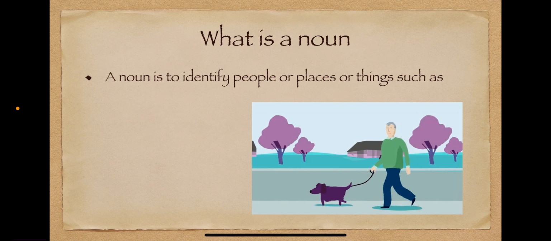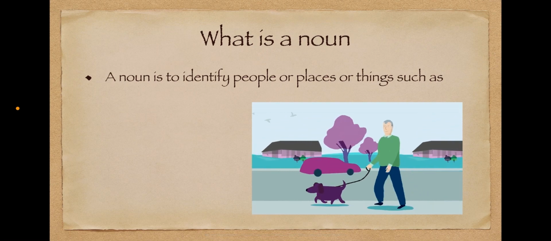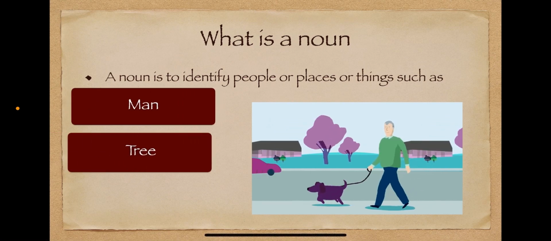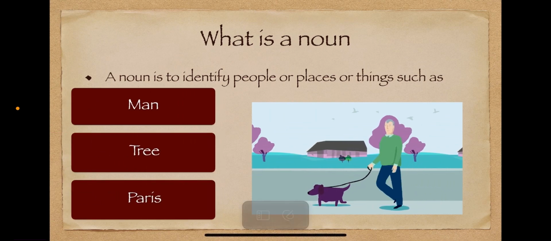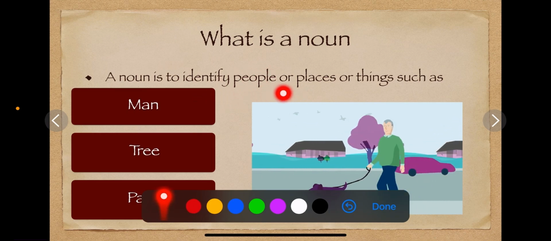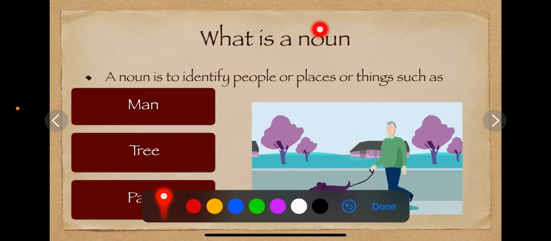Well, a noun is simple. A noun identifies people, places, or things, such as man, tree, Paris. Now, as we said, these words that identify people, places, or things are considered nouns.